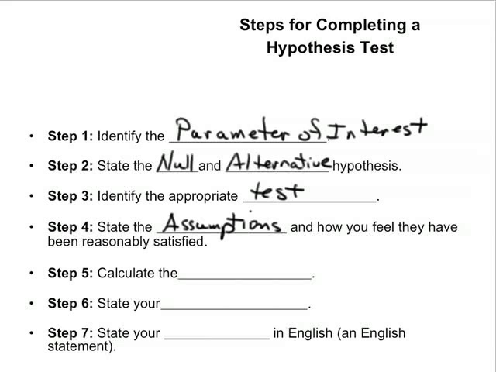You need to make sure that the test that you're going to be using is in fact appropriate for the data that you have. Next thing you're going to do is actually run the test, which means you're going to calculate the p-value. We will be using the p-value to actually make our decisions. And then once you have that p-value, you're going to state what your decision is, which means you either reject or fail to reject the null hypothesis. And then finally, state your conclusion.